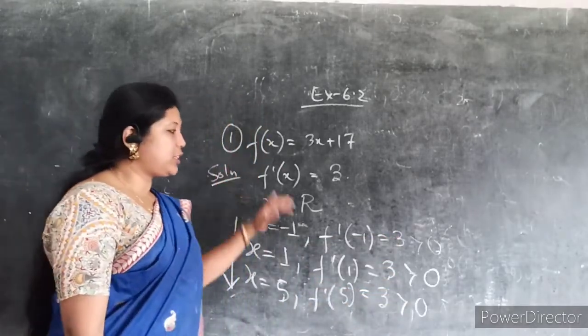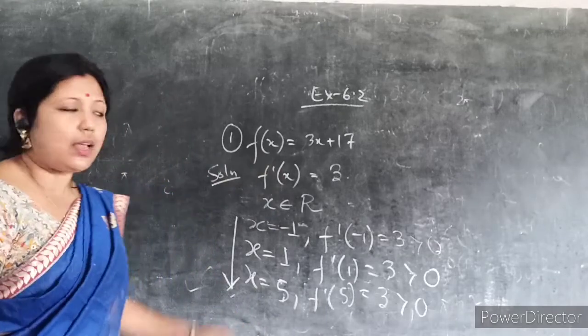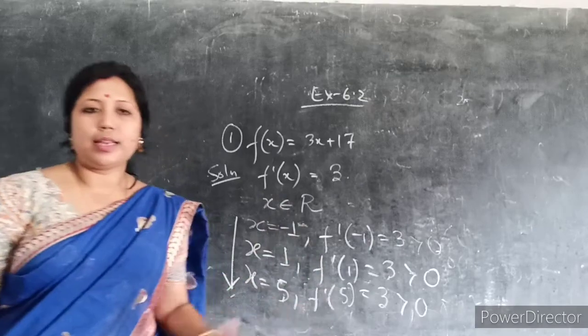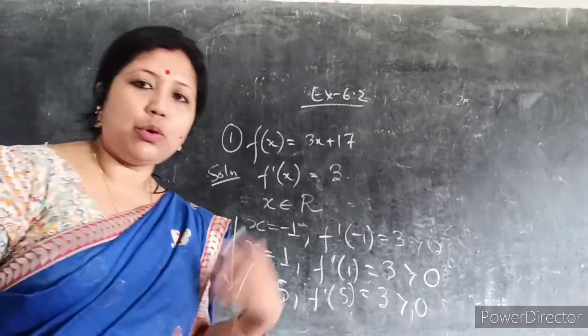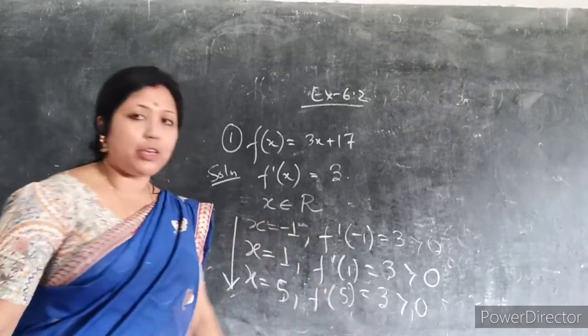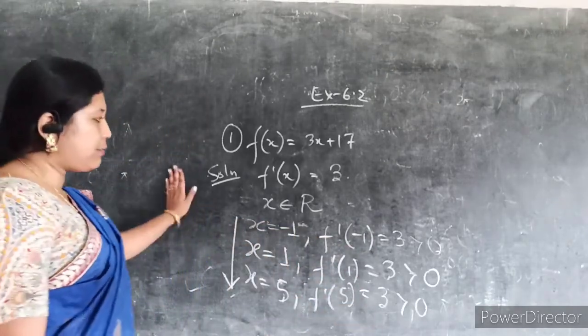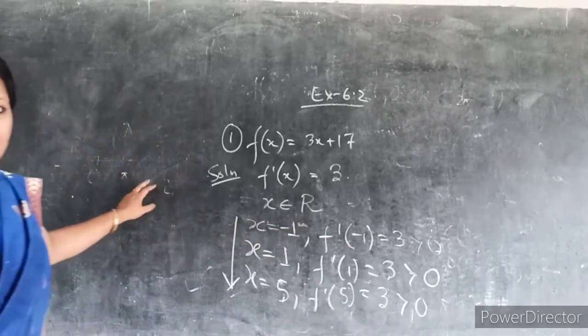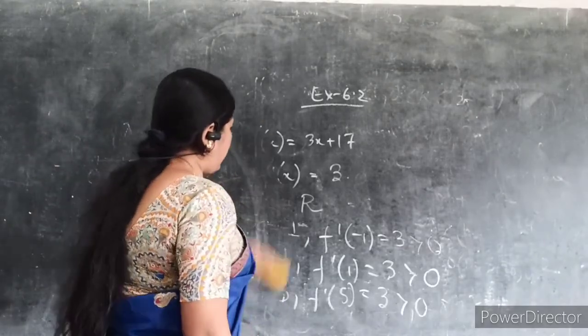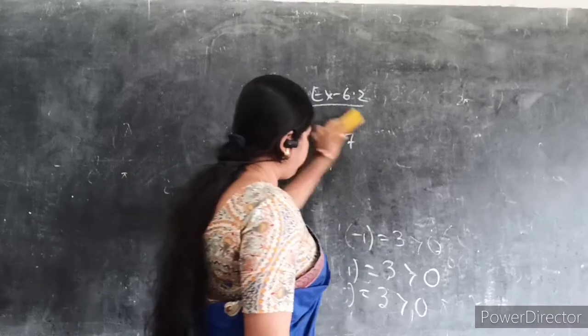That's why the function given in this question is strictly increasing. When you go from a lesser value to a bigger value, the output is coming to be greater than 0. That means this function is strictly increasing. Okay students? So let me take the next question.